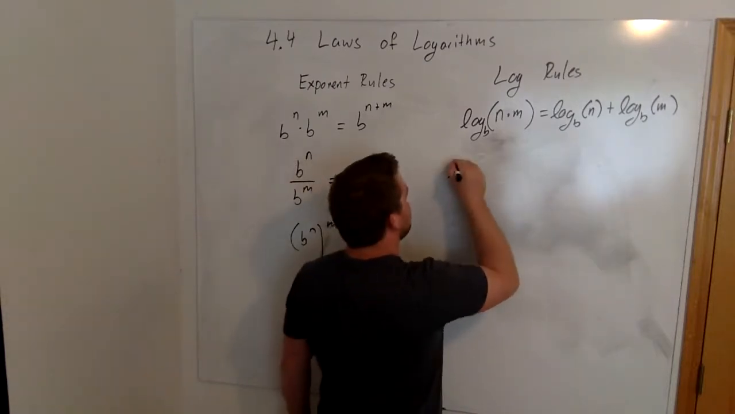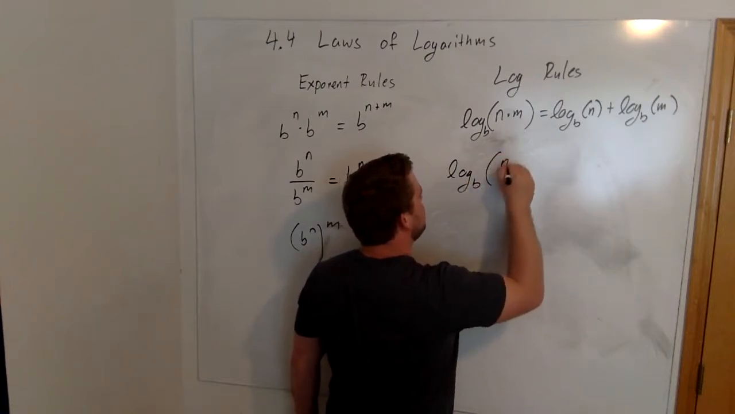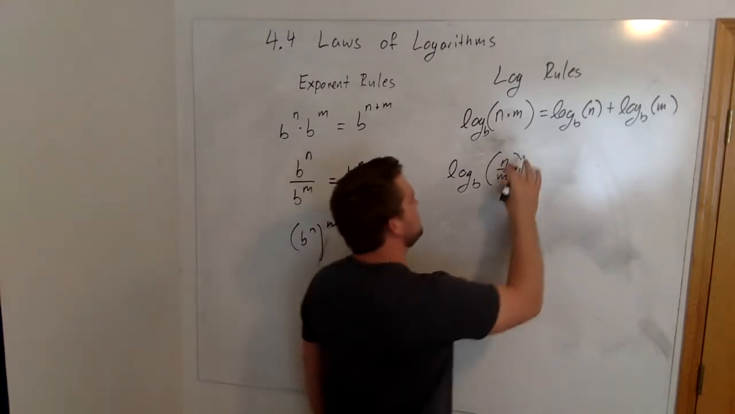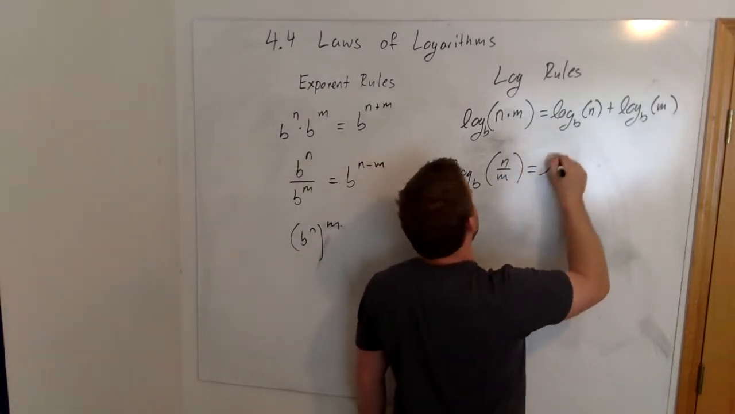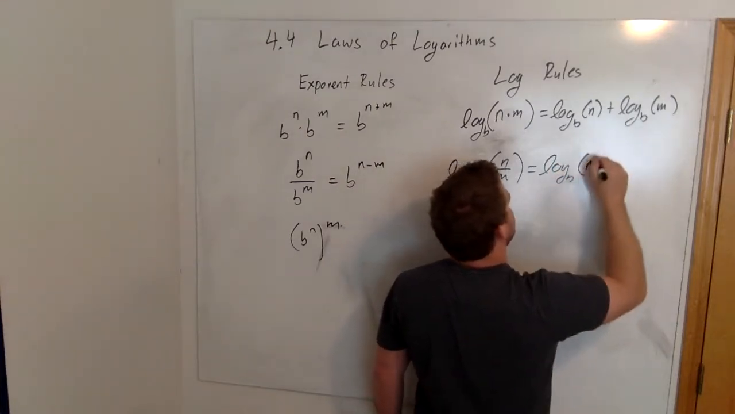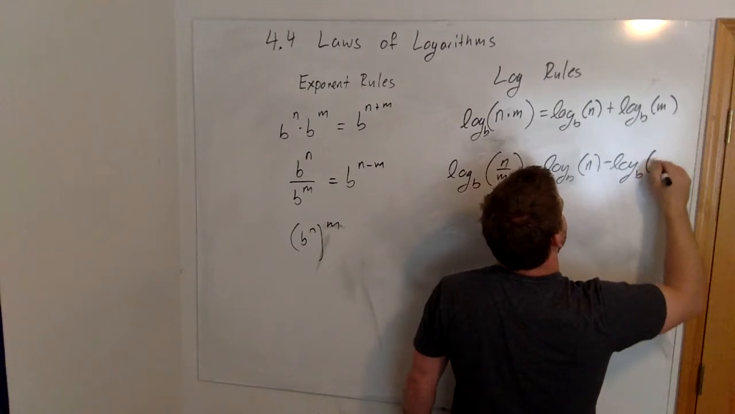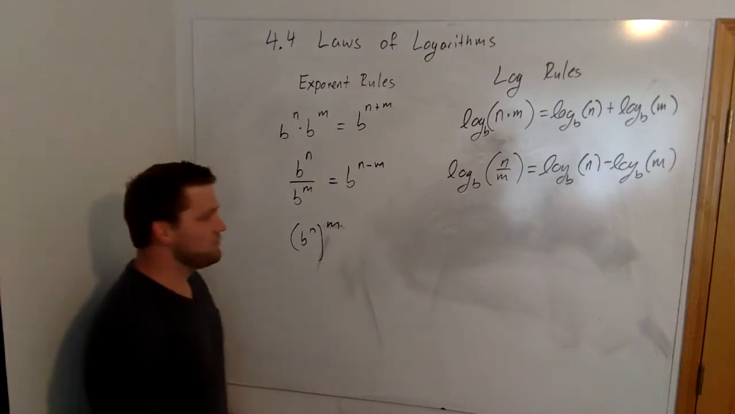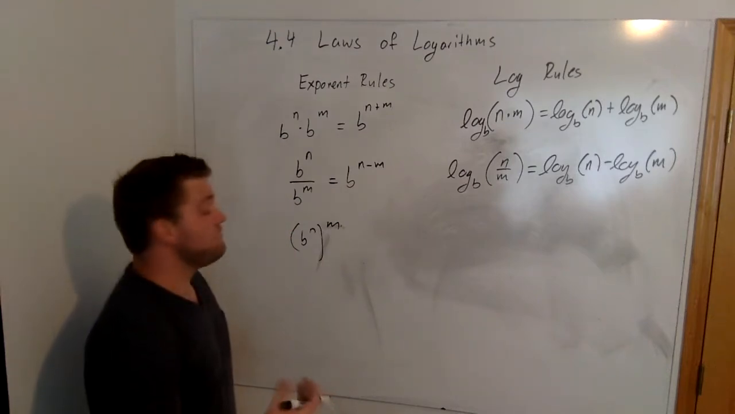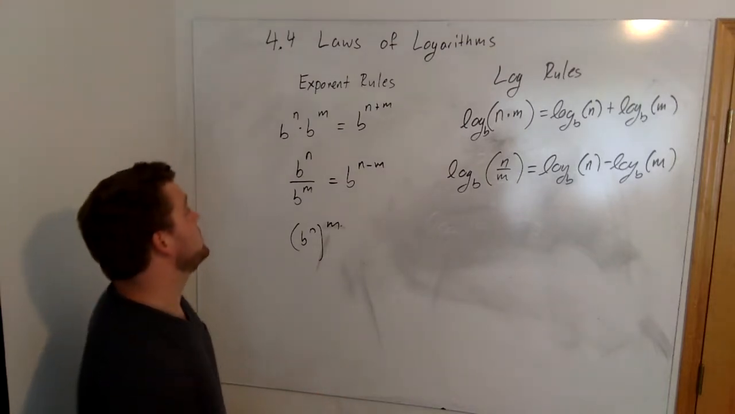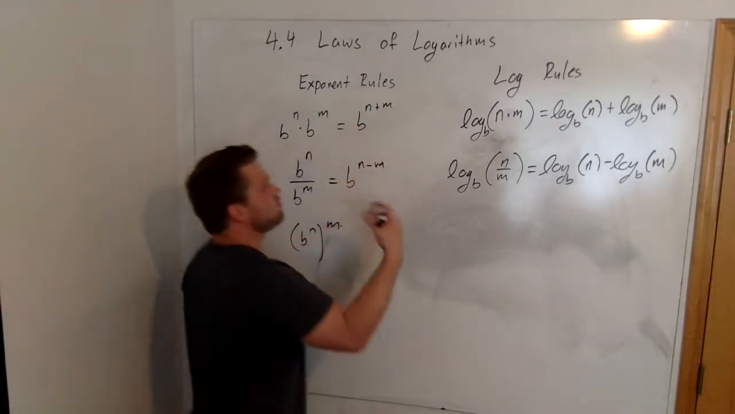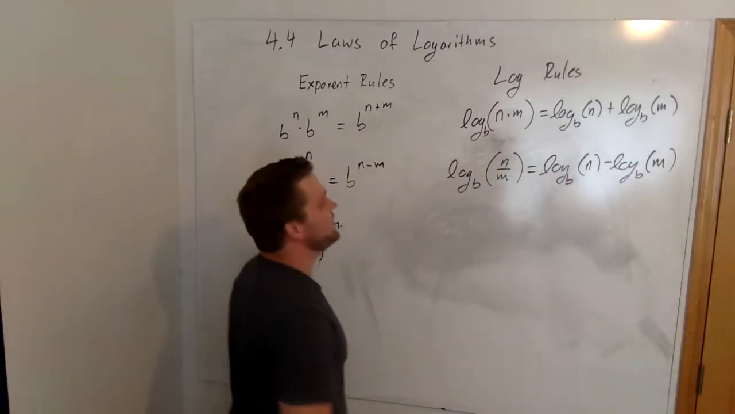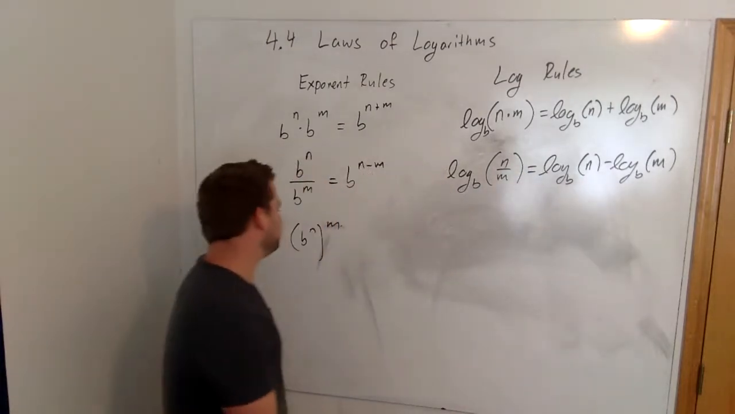Similarly over here, what if we do log base b of n over m? Well, division corresponds to subtraction. Division corresponds to subtracting the exponents. So we have that log base b of n divided by m is the same as log base b of n minus log base b of m. I haven't formally proved these, I'm just trying to give you a way to think about them. Exponent rules, multiplication corresponds to addition. Log rules, multiplication corresponds to addition. Exponent rules, division corresponds to subtraction. Log rules, division corresponds to subtraction.